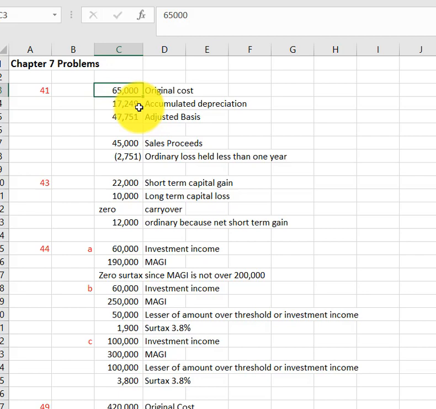Original cost of this asset was 65. We had some depreciation, our new adjusted basis is 47,751. We sold it for 45,000. That's going to give us a loss of 2,751 because it was only held from November to August. It is not a full year, and so it is an ordinary loss because it's held less than 1 year.